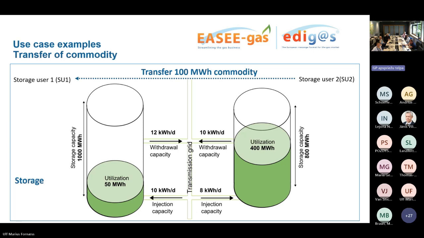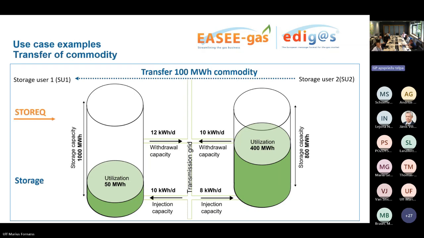The purpose is to perform the transfer of 100 megawatt hours of gas from storage user 2 to storage user 1. And what will storage users have to do using these messages?